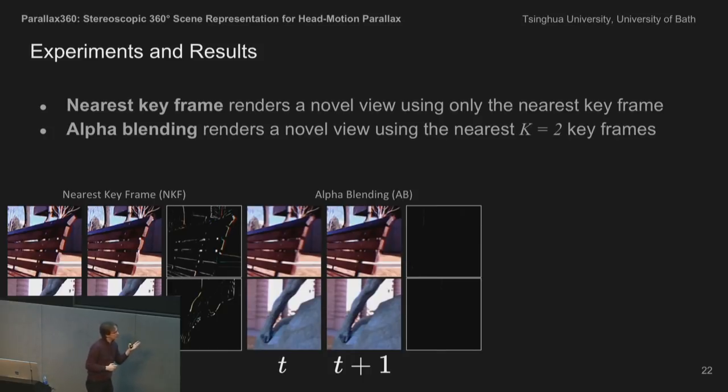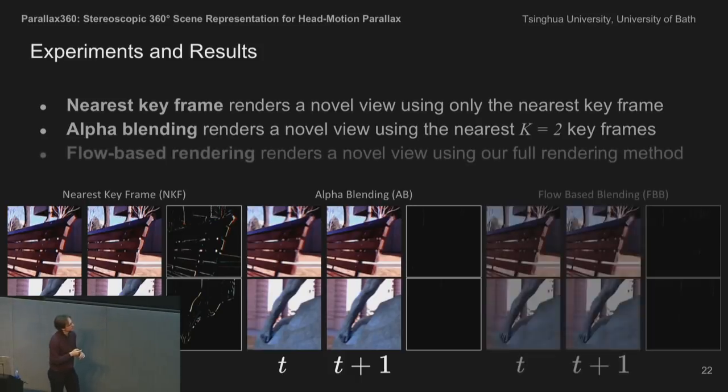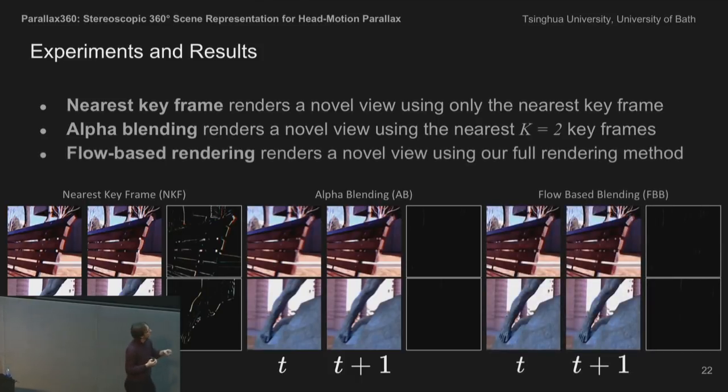With the alpha-based blending, you can hide these a little bit, but you get ghosting artifacts around the edges. You can see this perhaps a little bit up here on the top of the bench. The top is not aligned, so you get these ghosting artifacts. And with the flow-based blending, you can get everything nicely aligned, and the difference image is very, very small.